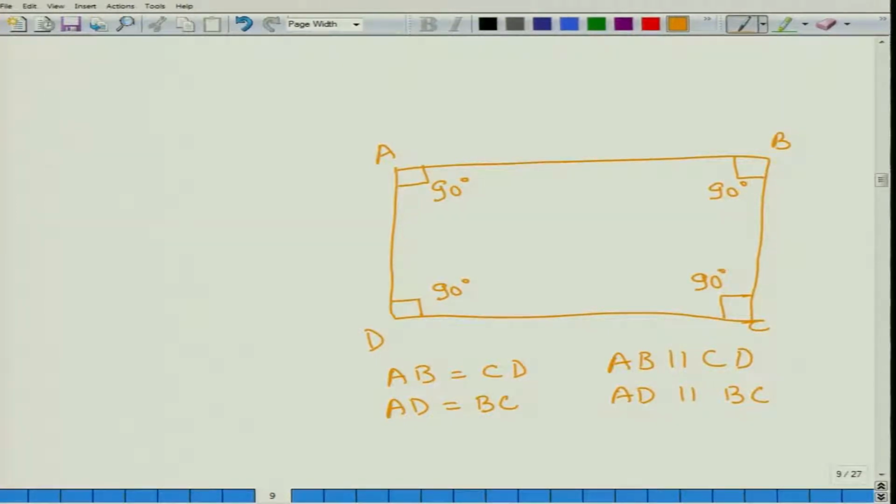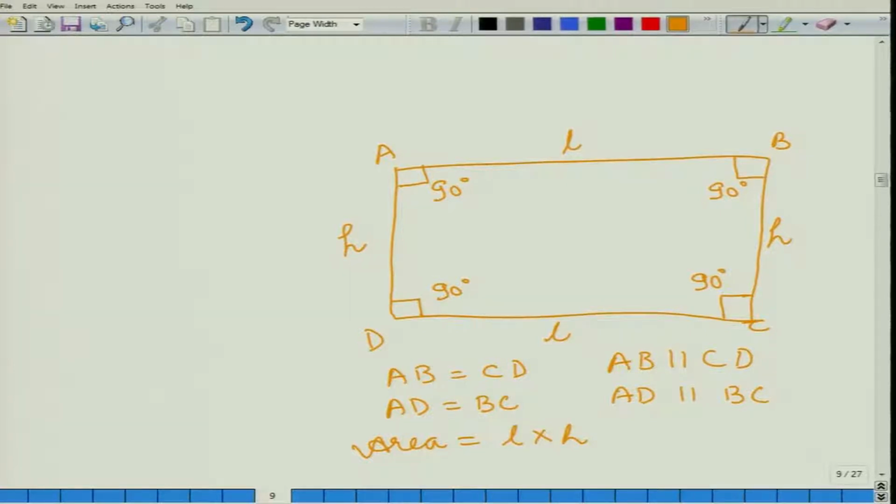Now, suppose we call CD as having the length L. So, AB will also have the length L. If we say that BC has a height of h, then AD also has a height of h. The area is equal to base into height, that is L into h.